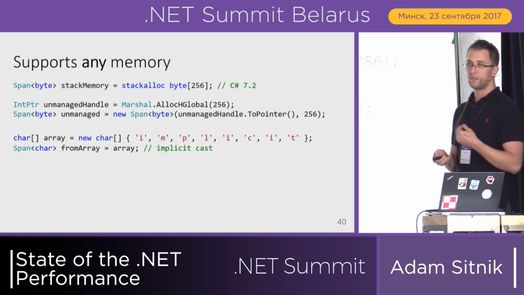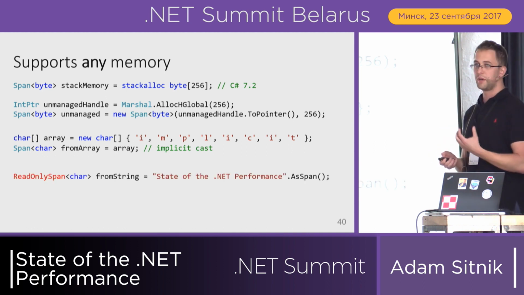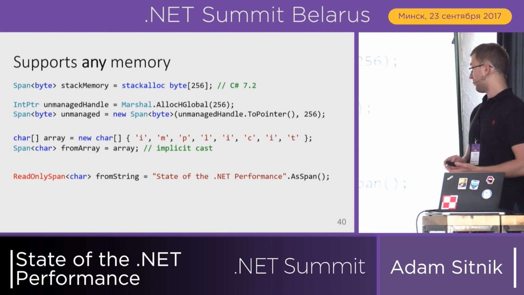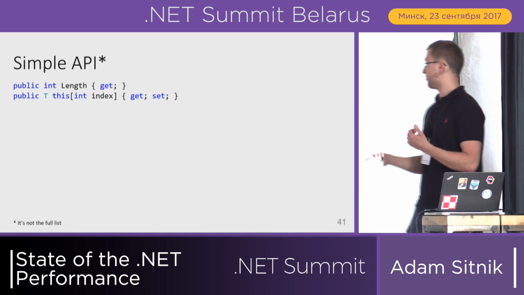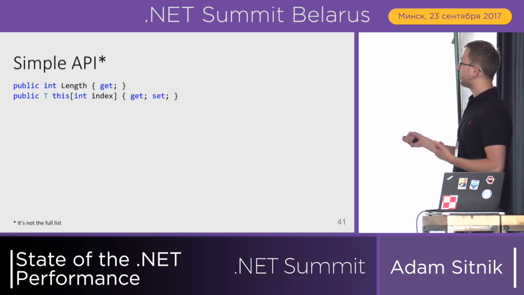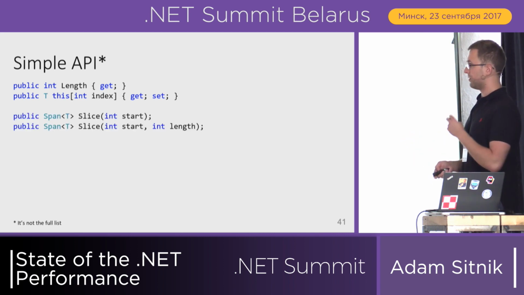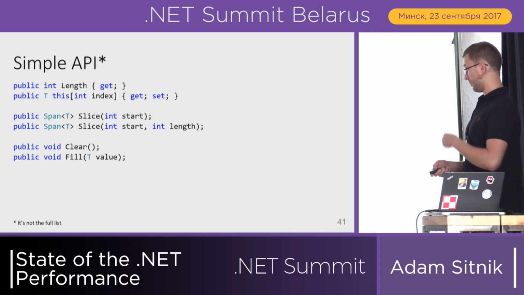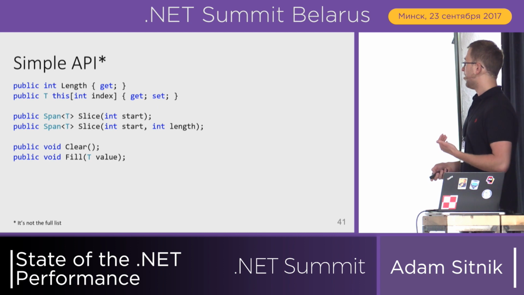And as you know, strings in .NET are immutable. So to respect that, we have read-only span, which just allows us to read the memory. And the API of span is super simple. I would say that we can think of it like an array, because it has the length and an indexer, which allows us to get and set the values. Moreover, it allows us to do slicing and clearing the whole memory or filling it with any value.